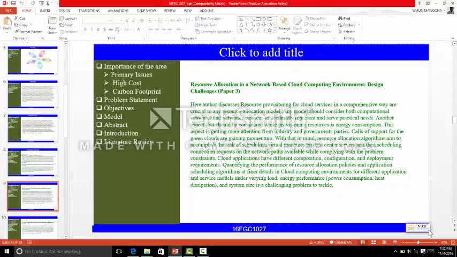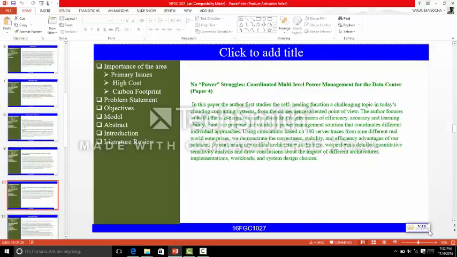The third paper, Resource Allocation in a Network-Based Cloud Computing Environment. Here the author discusses resource provisioning for cloud services in a comprehensive way, which is crucial to any resource allocation model. Any model should consider both computational resource and network resource to accurately represent and serve practical needs.